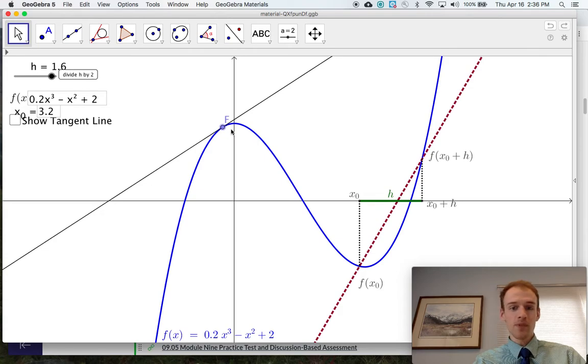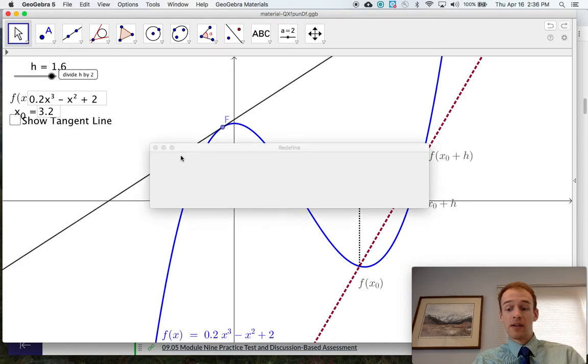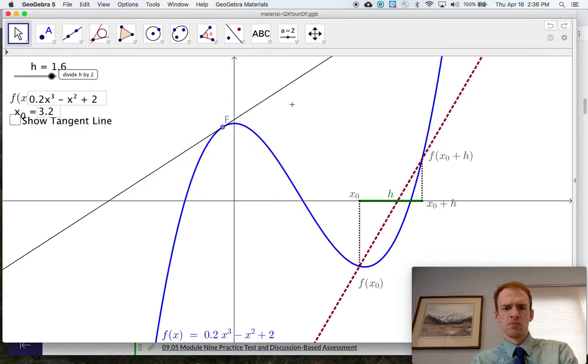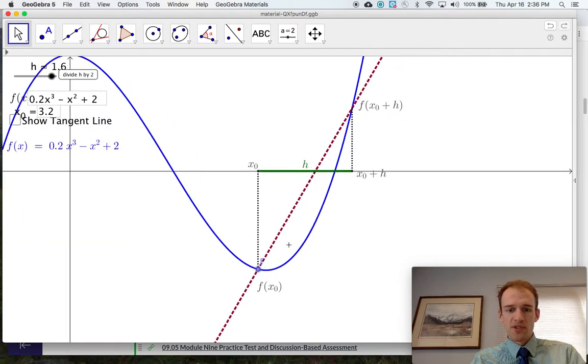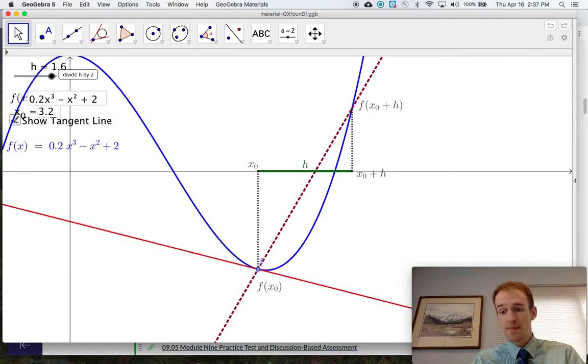So I'm going to hide that line, and I'm going to move point F down here. Now we're going to start talking about this craziness over here, so brace yourself. I want to know the slope of the line right here at point F. Let's take a peek at it, right there. I want to know the slope of that line.